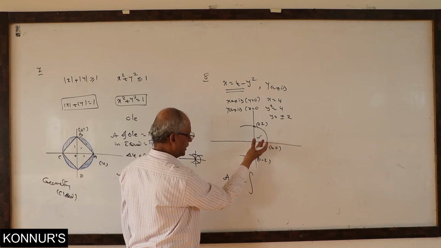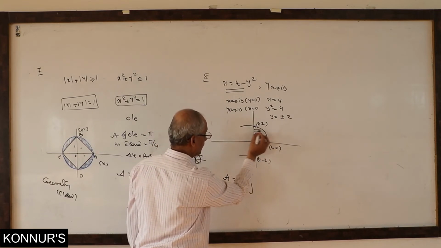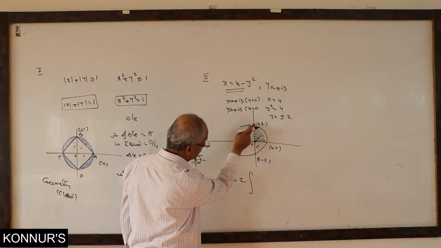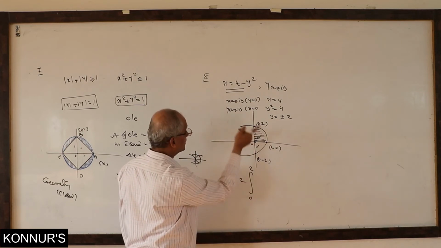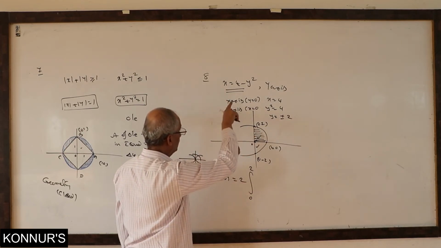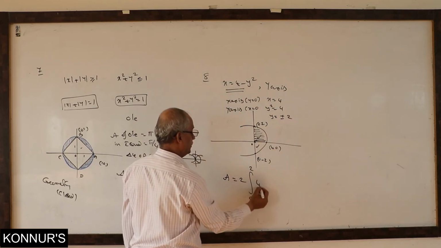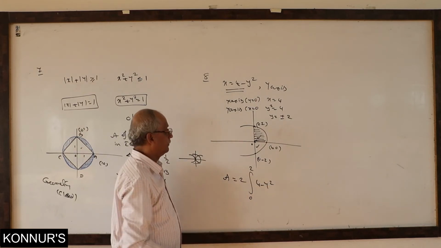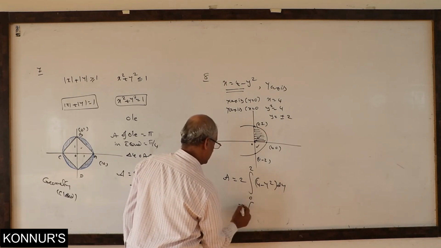Suppose you do it with the y-axis, this area with the y-axis. What are the y limits? 0 to 2. When you take y limits, the function must be in terms of y. What is the x value in terms of y? 4 minus y square, dy. Now finish the integration.